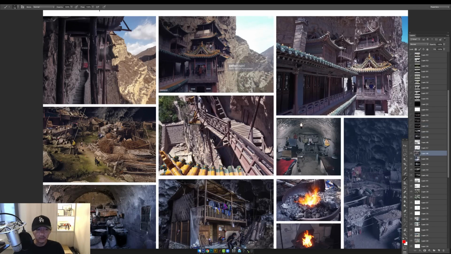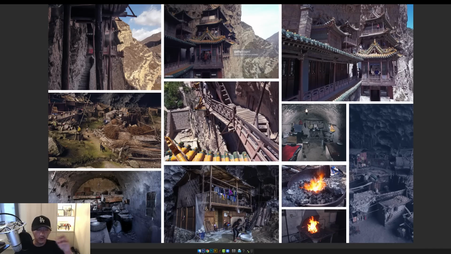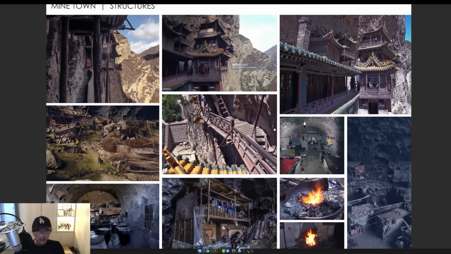Second reference for the mine or for where people live. I always like to do a far shot to establish it, a medium shot, and then an interior shot. This generally is a good way to sell your environments. Okay, so here's where the people live.